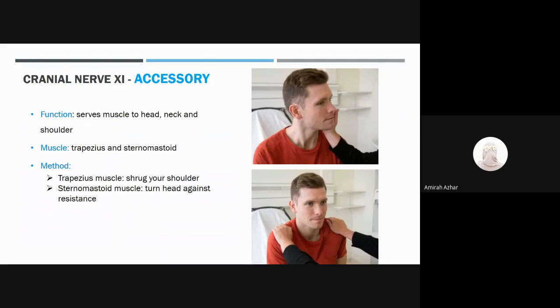All right, for cranial nerve 11, which is the accessory nerve, you are checking the muscles of the head, the neck, and also the shoulder. So focus on the picture. In the first picture, you are checking the sternomastoid muscle, so you ask the patient to turn the head against your resistance. The second picture is to ask the patient to shrug the shoulder, in terms of assessing the trapezius muscle.